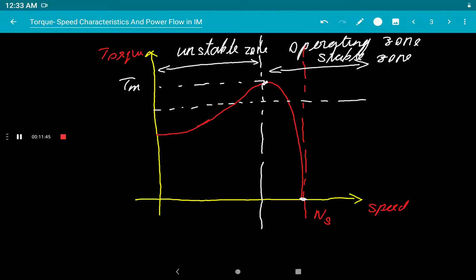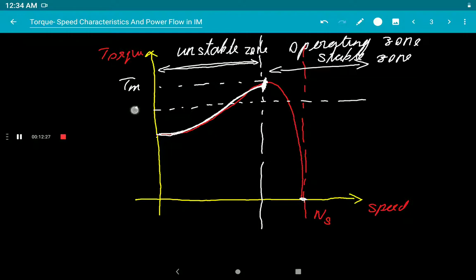And the side to the left of this is known as the unstable zone. This is because when the motor is started, this stage occurs within a moment. This portion is at the starting time itself, where the torque increases and reaches this point. So it is a transient stage and it becomes stable from here to here. The motor starts, and within a short period of time it reaches this point. So this is an unstable zone.